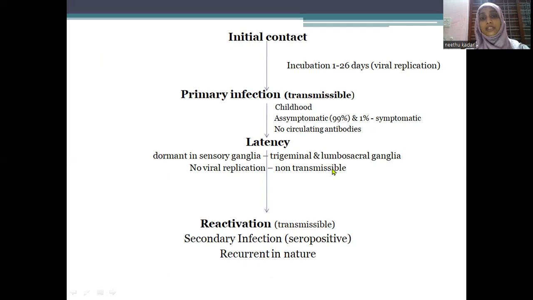Like I said before, HSV is a latent infection that is dormant in the sensory ganglia, for example trigeminal ganglia and sacral ganglia. There won't be viral replication, and in this period it's not transmissible. The latency can have a reactivation period. A reactivation can occur several times in the lifetime of the patient. Reactivation causes secondary, recrudescent or recurrent infection. This time period is seropositive, which means there will be circulating antibodies.